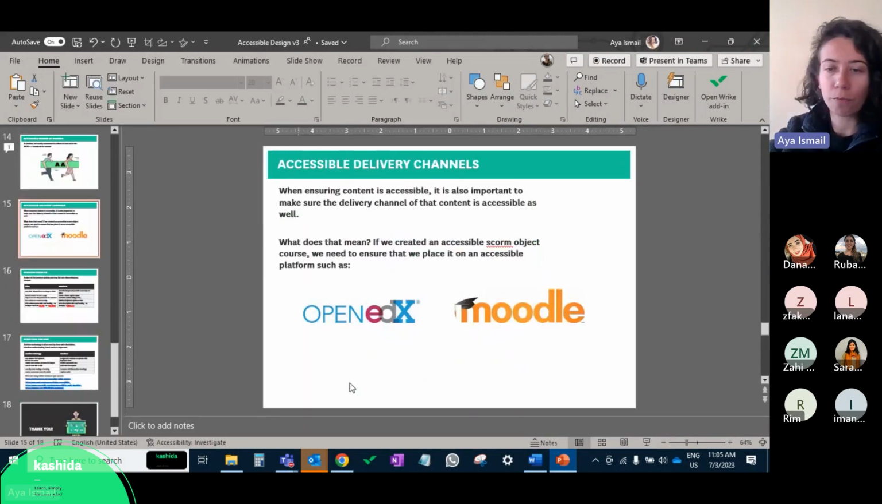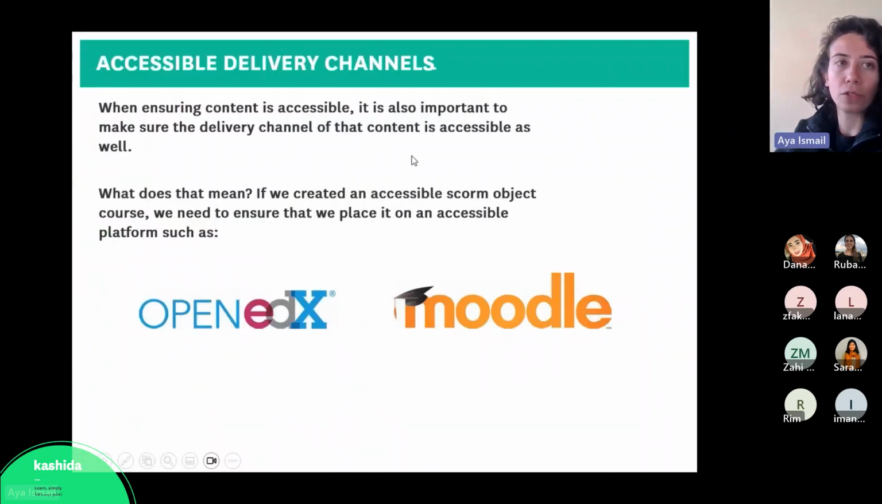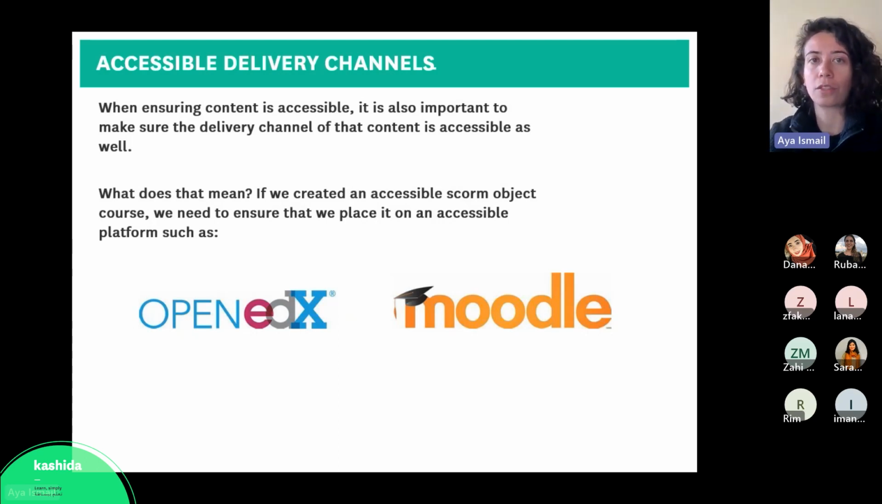Continuing with the presentation, we don't have many more slides to go, just a couple more considerations to keep in mind. When ensuring that content is accessible, we need to also consider the delivery channels. So the delivery channel on which we are putting our content should also be accessible. So we need to make sure that the platform itself, you know, that the screen reader is not just going to read the SCORM object, the actual course we are developing. It's going to read all the navigation things around it. It needs to have the entire experience outside of just the course itself be accessible as well.